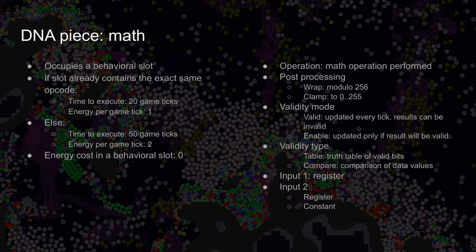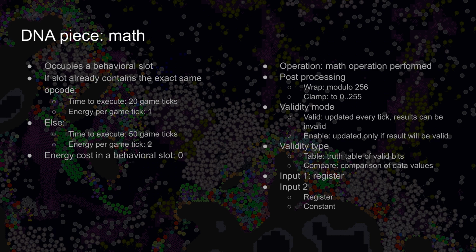The operation defines what math operation it will perform as an organelle. The input and output of this part is the data part of the registers. It can add, multiply, calculate minimum, average, and more. The result passes through post-processing. In wrap mode, the result is divided by 256 and the remainder is taken as the final result. In clamp mode, results under 0 will be 0 and above 255 will be 255.